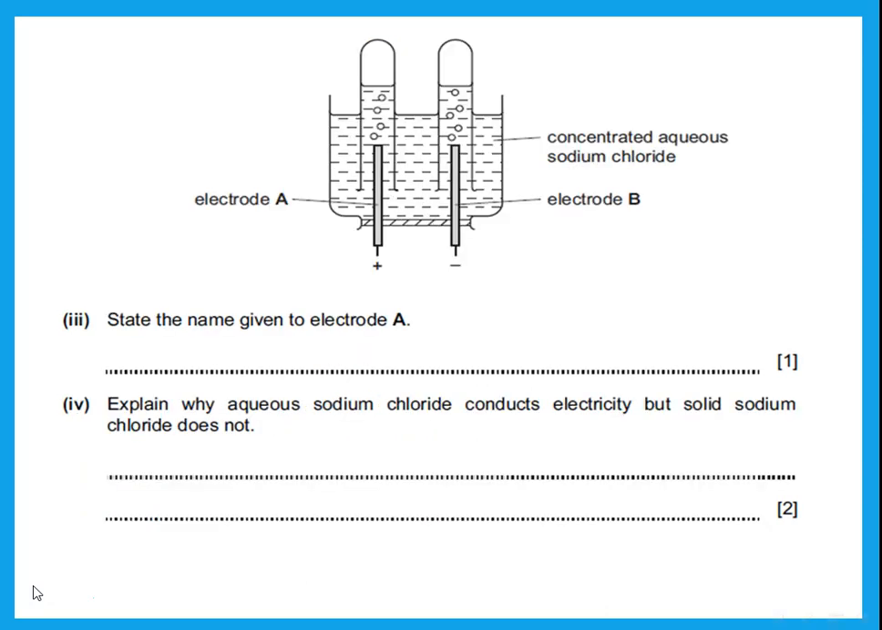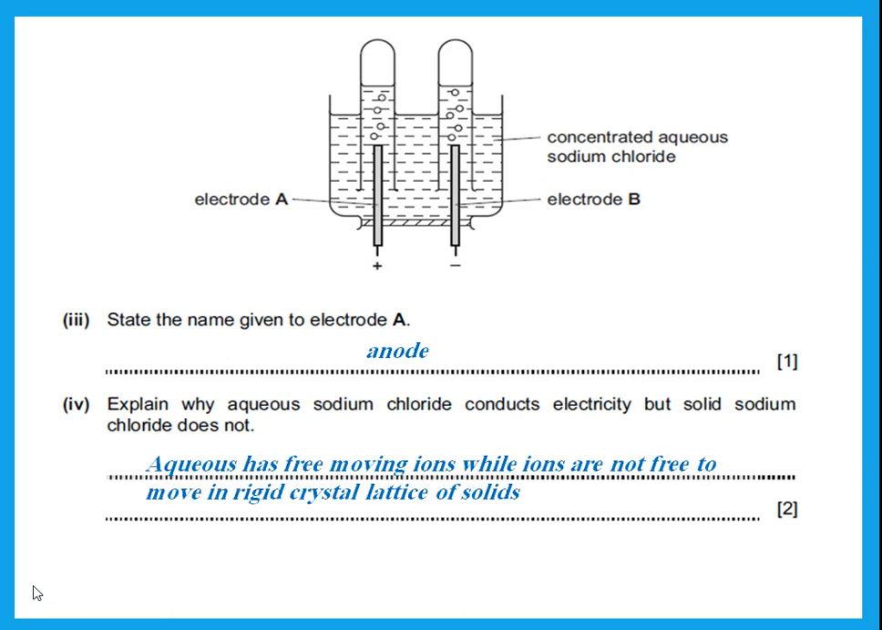Okay. This is another similar question. He says, state the name given to electrode A. Again, A is the positive, so the positive is called anode. Explain why aqueous sodium chloride conducts electricity, but the solid does not. Again, we said sodium chloride is an ionic compound, so the aqueous solution has free moving ions, while the ions are not free to move when it's a solid, because as a solid, it's a rigid crystal lattice that does not allow the ions to move.